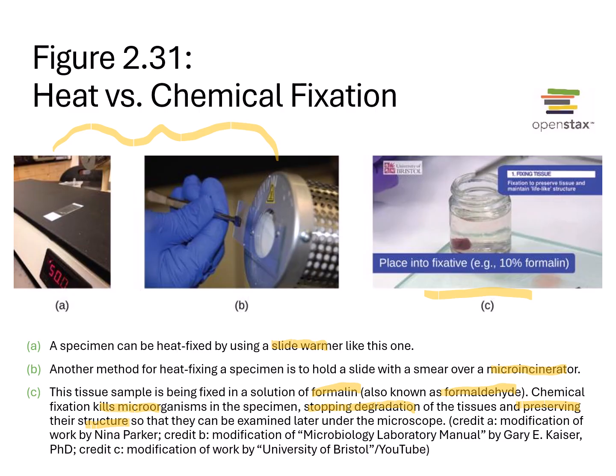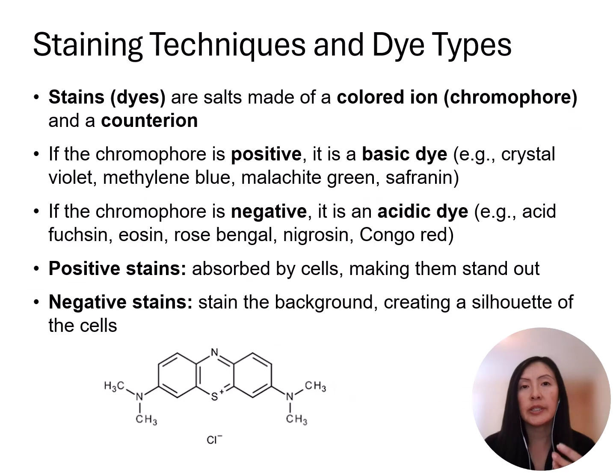So in addition to fixation, we almost always need to stain our sample too, to increase contrast or to enhance certain features of the cell. So stains or dyes are salts. This means they have a positive and a negative component. One of the components will be a colored ion that we call the chromophore. The other charged component will be called the counter ion.